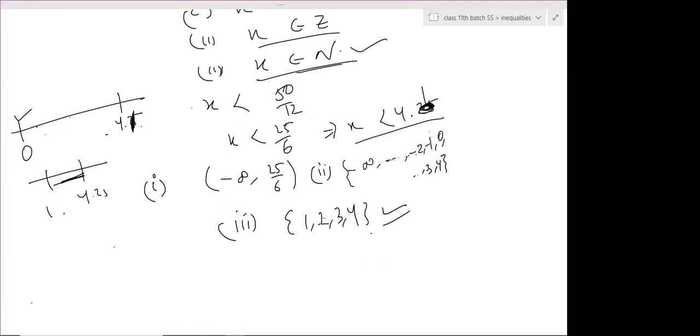Next question. (2x - 3)/4 + 9 is greater than or equal to (3 + 4x)/3. Solve this.